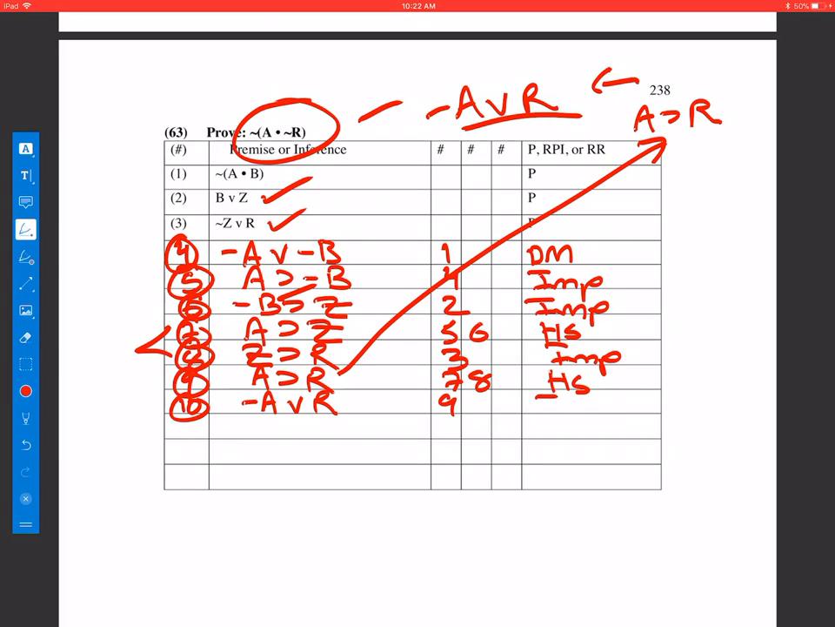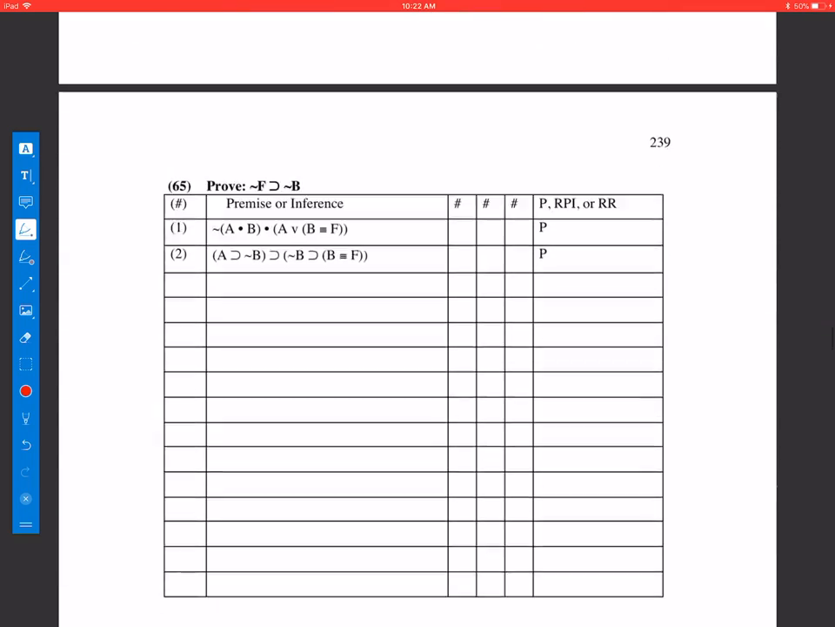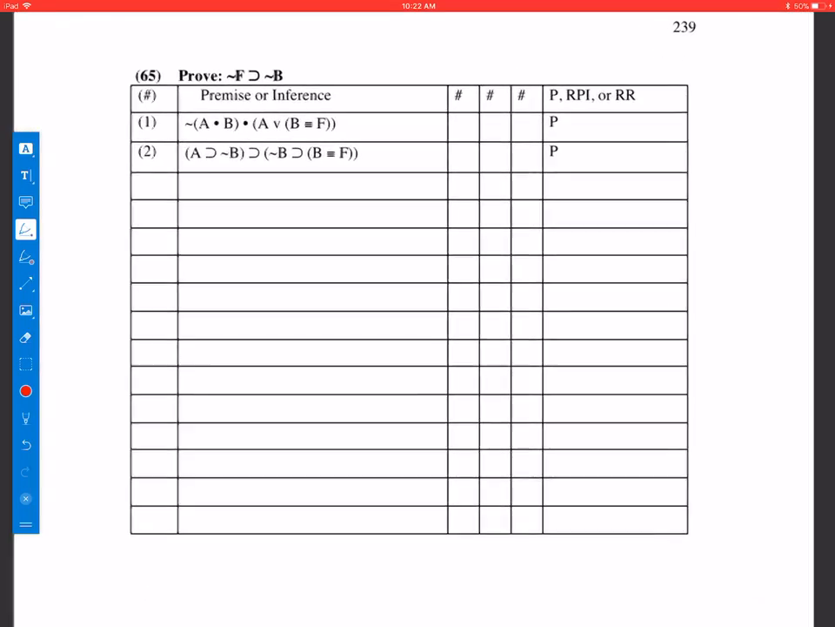First things first, convert this if then to an or, not A or R. 9 implication. And then convert the or into a negated conjunction by De Morgan's. And we are done. Okay, let's move to another one.